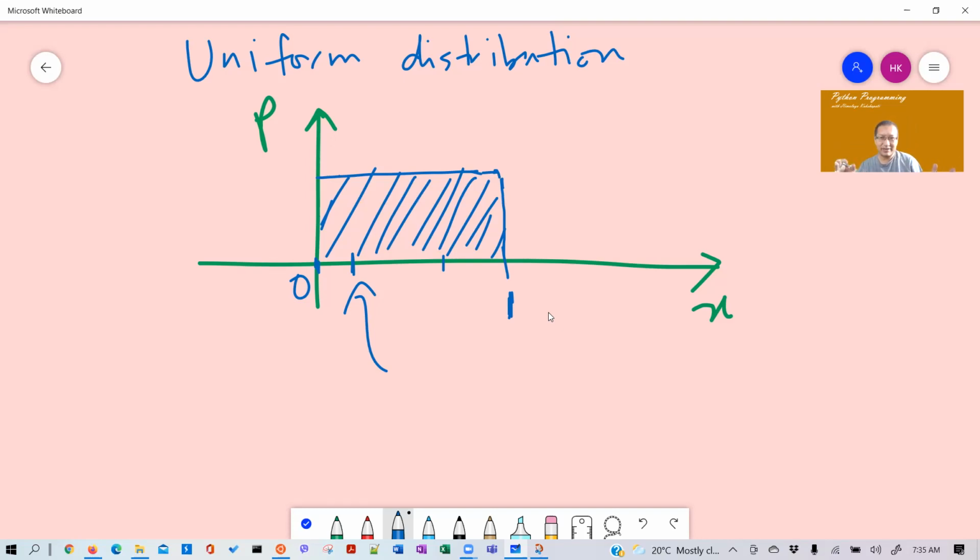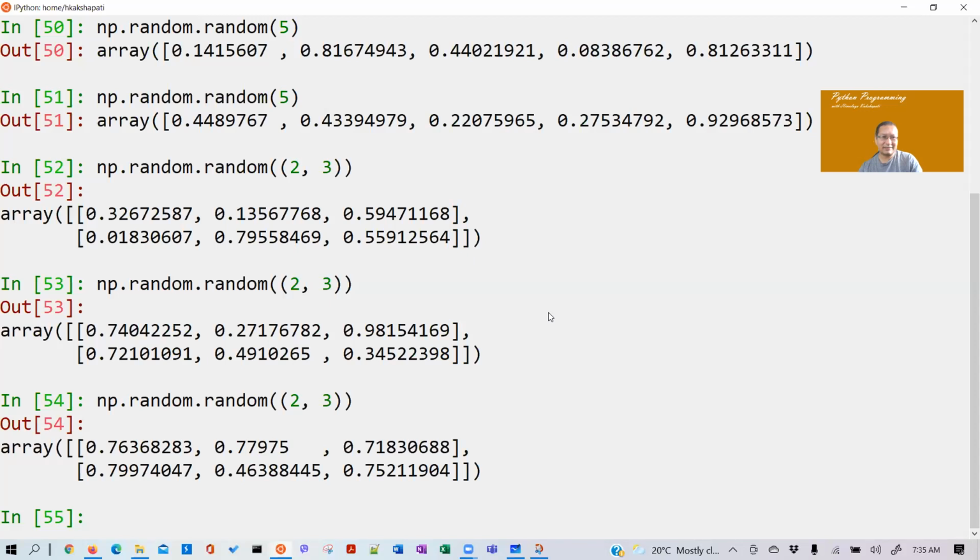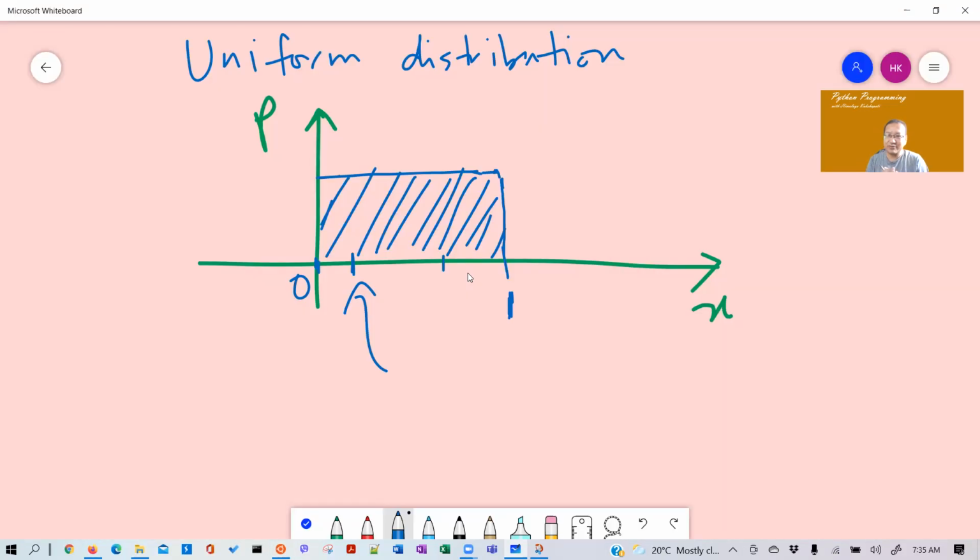There are infinite numbers between 0 and 1, like infinite numbers of gaps. All of them have an equal chance of being selected. No number has fewer chances than another. They are all equal. That's the reason we call it a uniform distribution, because they are uniformly distributed.